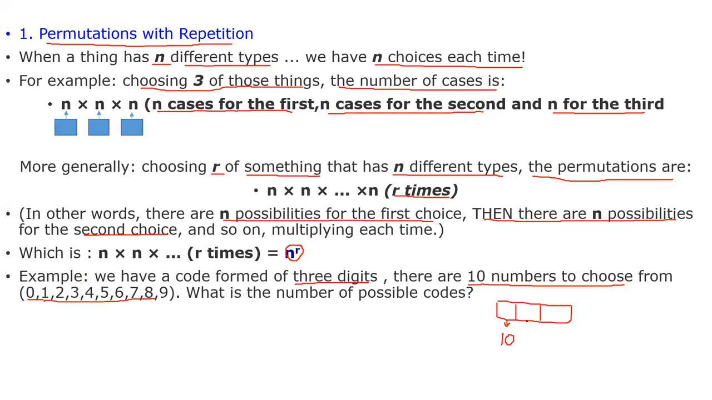For the second one, I have how many? 10. For the third one, I have 10 choices. So I will get 10 times 10 times 10, which is 10 cube, which is equal to 1,000. 1,000 codes. Shall I repeat this example?